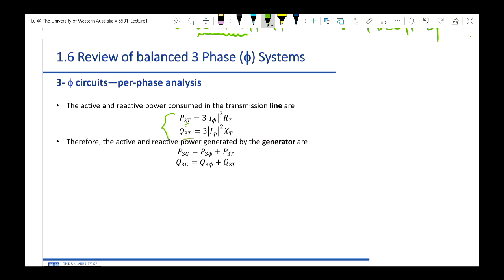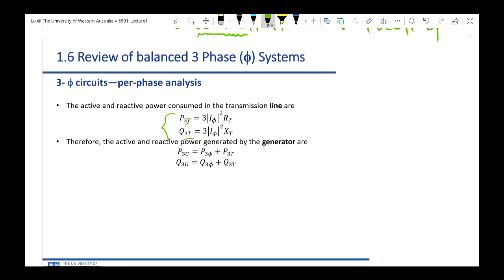But actually, shouldn't we use line current? Because if you are talking about the power used by the transmission lines, we should use the current in the transmission lines for calculation. But the current in the transmission lines should be line current. Why should we use phase current here? Yes, because you have Y connection pattern, line current and phase current are equal. So numerically, you can use the phase current here. Why can't you use the line current?